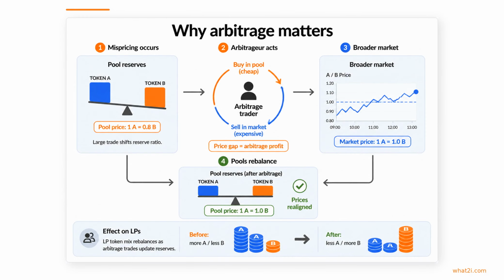Pool prices can drift after a big trade, but they don't stay disconnected for long. If the pool price moves away from the broader market, arbitrage traders step in to buy where it's cheaper and sell where it's higher, earning the gap as profit and pushing the pool back into line. That same rebalancing changes the reserves, so liquidity providers end up holding a different mix of tokens as market prices move.